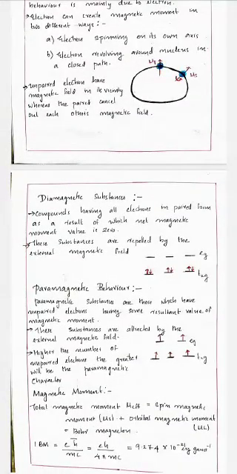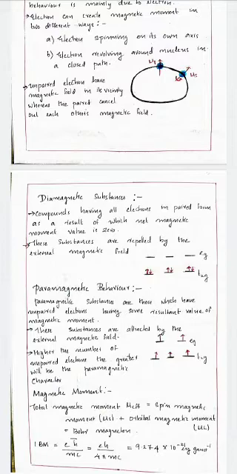Paramagnetic behavior: paramagnetic substances are those which have unpaired electrons, having some resultant value of the magnetic moment, and these substances are attracted by an external magnetic field. So the higher the number of unpaired electrons, the greater the paramagnetic character.